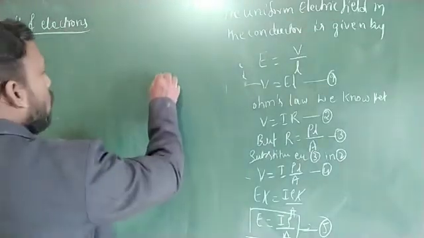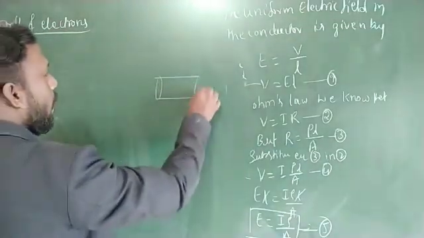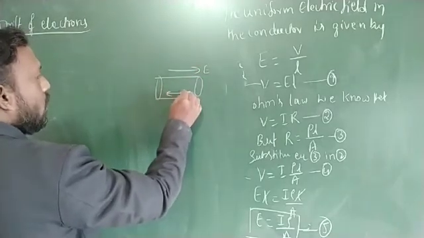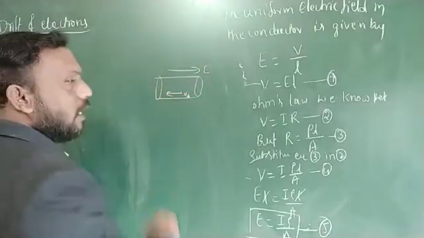Now in the diagram, the electric field is in this direction. BD is the drift velocity opposite to the electric field.